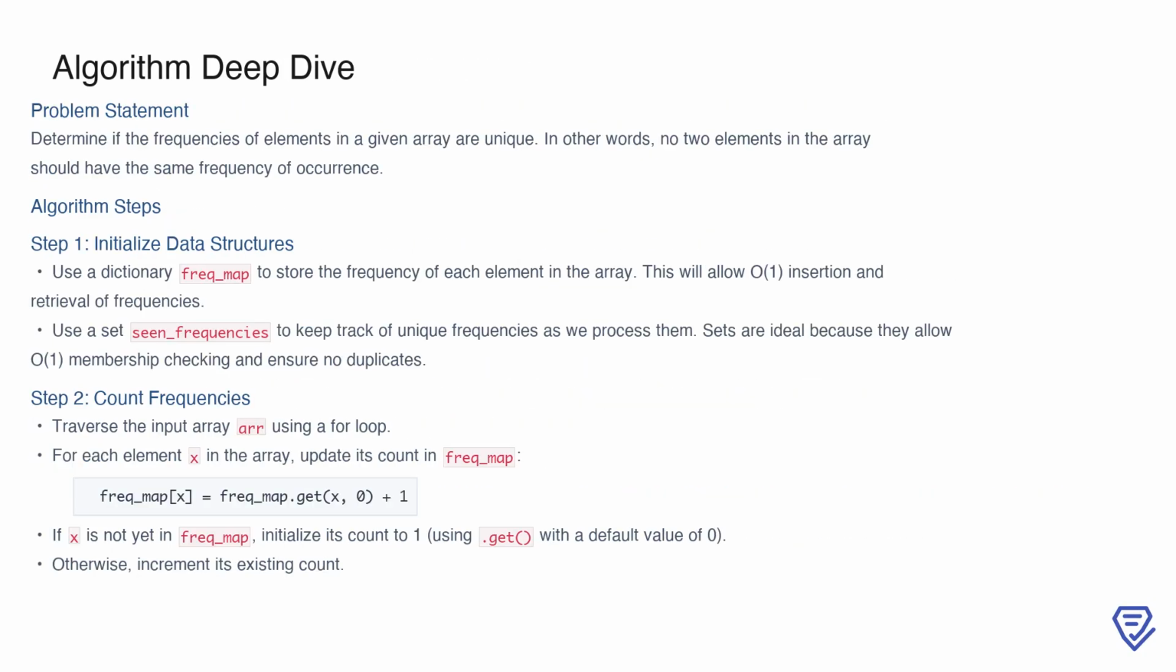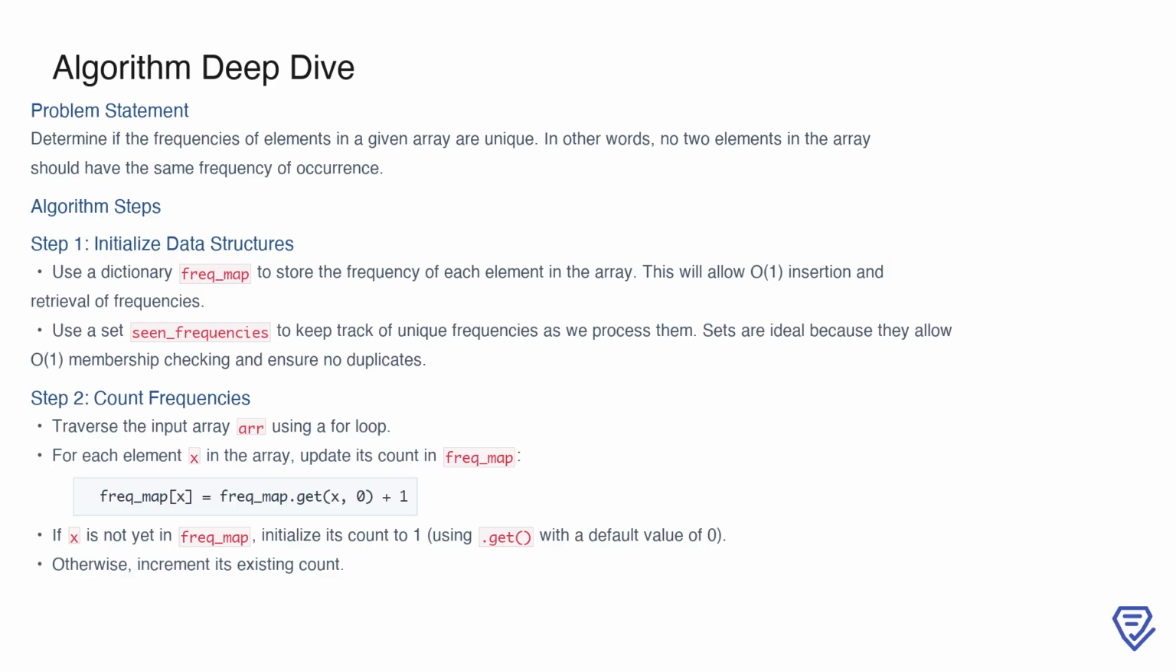In this problem, we need to determine whether the frequencies of elements in a given array are unique. This means that no two elements in the array should have the same frequency of occurrence. To solve this, we can break the algorithm into clear steps.